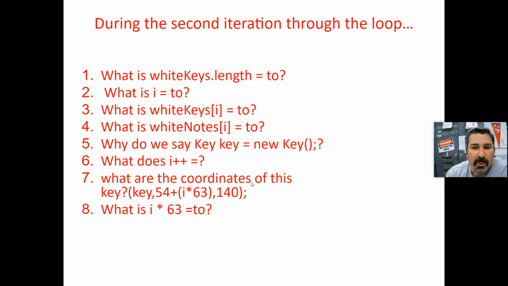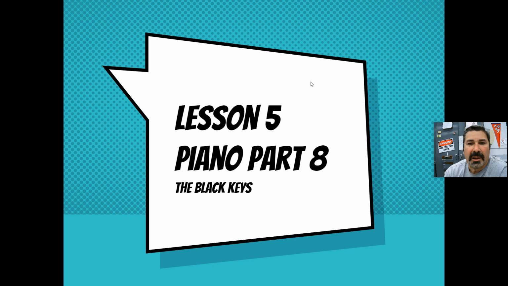What are the coordinates of this key? Oh no, we actually need the number. So if you take 54 plus i, what is i the second time through the loop? That's easy. I'm not going to tell you. But at any rate, what are the coordinates? Where are we placing this particular key, the second key? What is i times 63 equal to on the second iteration through the loop? Answer all those questions. And then now we're going to go to part 8, the black keys.